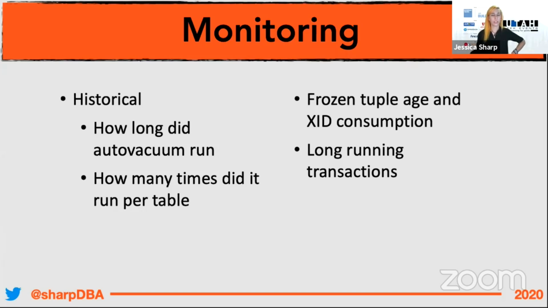You also want to know how many times it ran per table, especially on those tables where it's starting to run longer and longer, or just in general longer than you think it should. This is also really quick: okay, something is wrong. You also want to monitor your frozen tuple age. You want to plot that out and keep track of that over time. And your XID consumption. If you Google Autovacuum tuning, you're going to see XID everywhere.